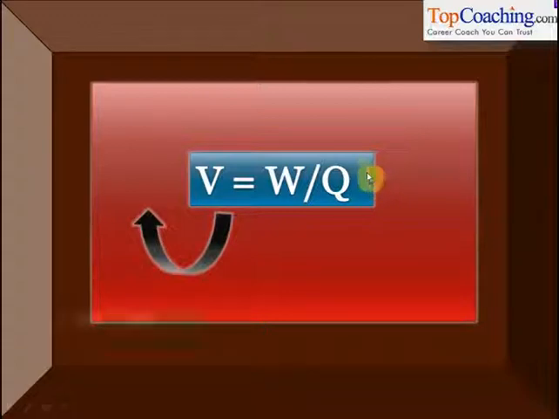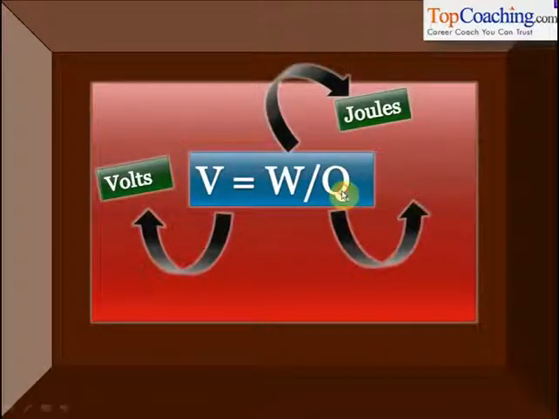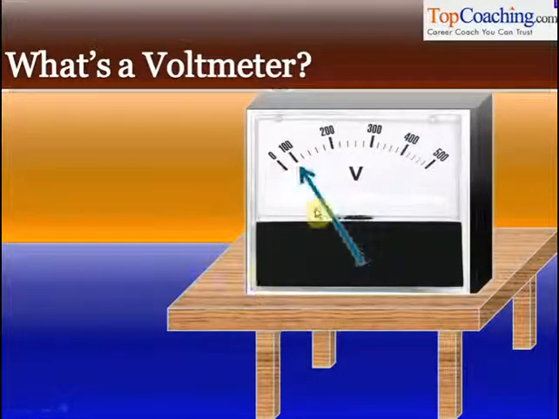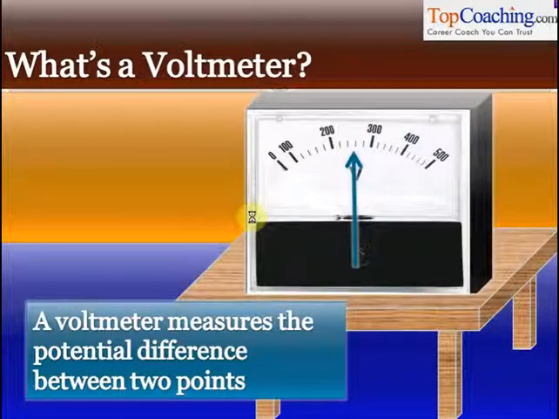The unit of potential difference is volts, that of work done is joules, and that of charge is coulombs. We learned that a voltmeter measures potential difference. It is always connected in parallel in a circuit.